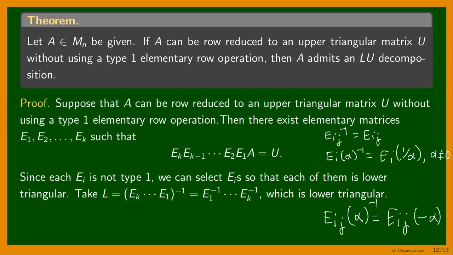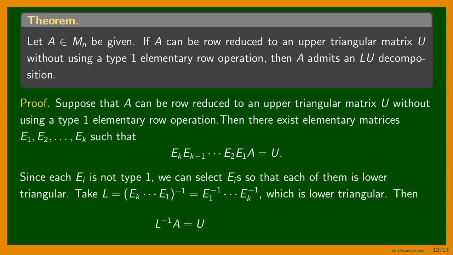Let's call this L. It follows that if this is L, then this should be L inverse, right? L inverse times A equals U. Multiplying L on the left, you get A equals L times U. Now, we have written A as a product of L times U. So, how do we get the L factor and the U factor? It's written in the proof.